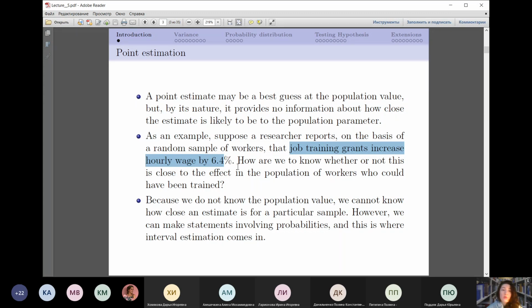So, for example, if we obtain all the population of workers and run the same regression that we did in the sample, should we obtain again that the job training grants increase hourly wage by 6%? Sorry, not 60%, by 6%.